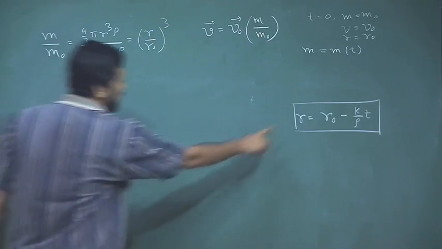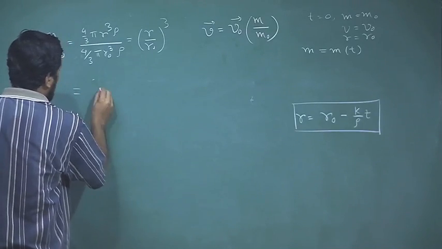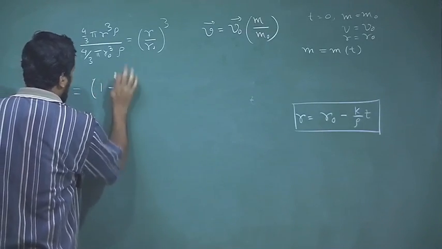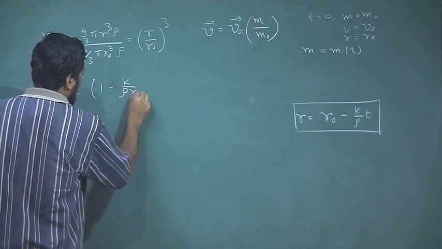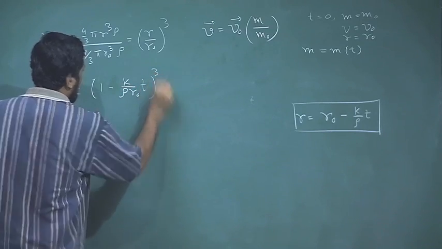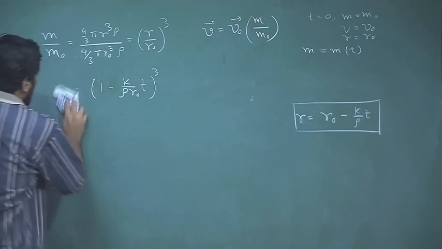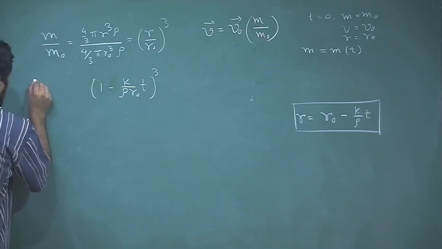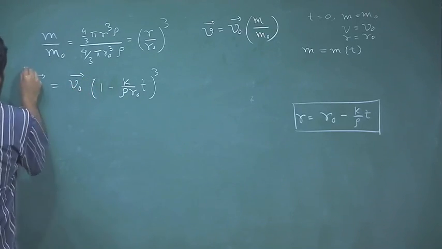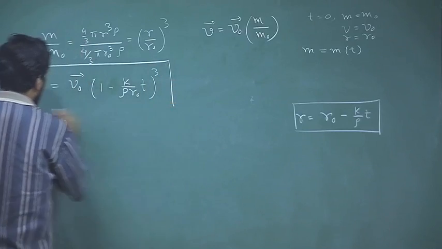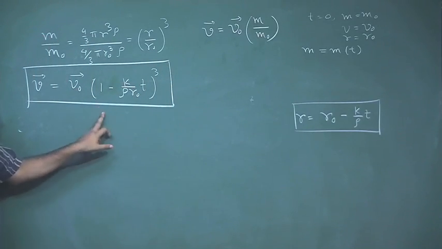Okay. And from this relation, we straight away know that r by r0 whole cubed is nothing but 1 minus k by rho r0 t whole cubed. So, we use this relation to get our final expression, which is V is equal to V0 times 1 minus k by rho r0 t whole cubed. So, this is the final answer.